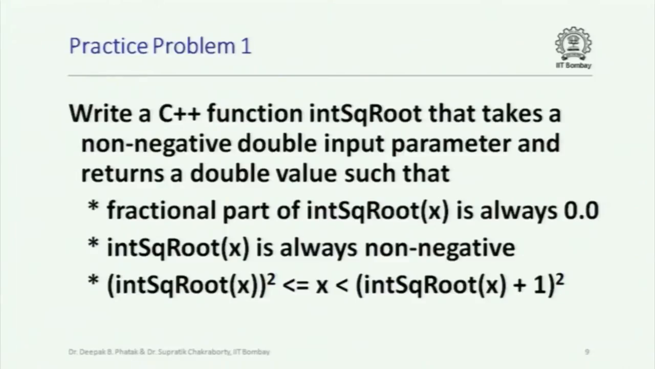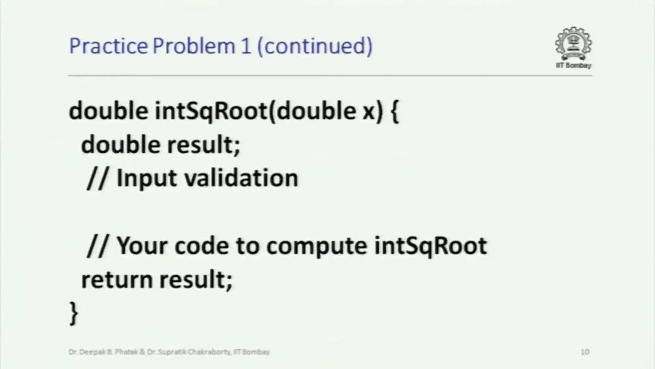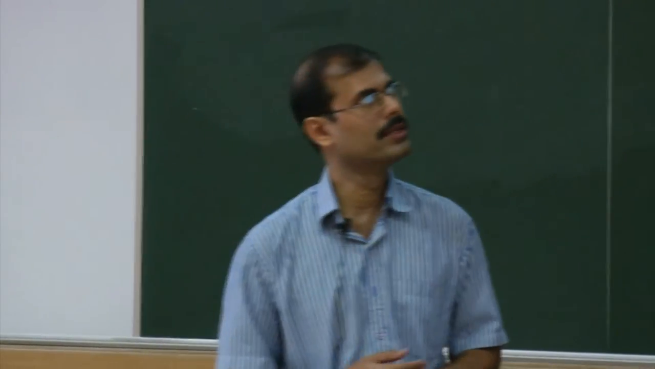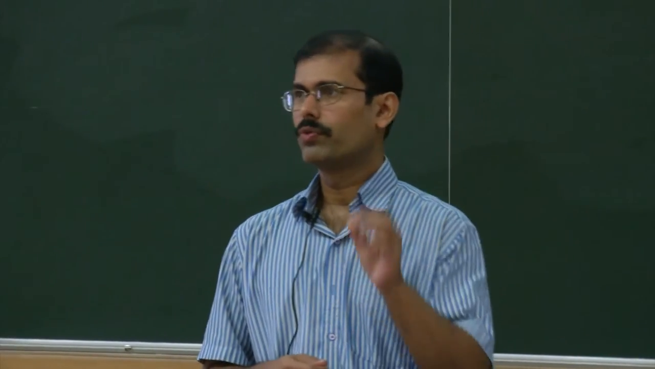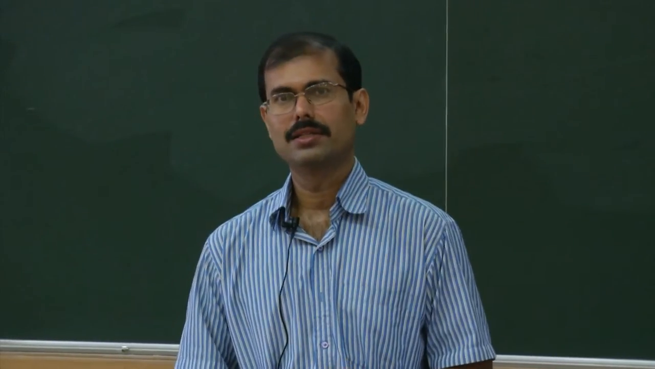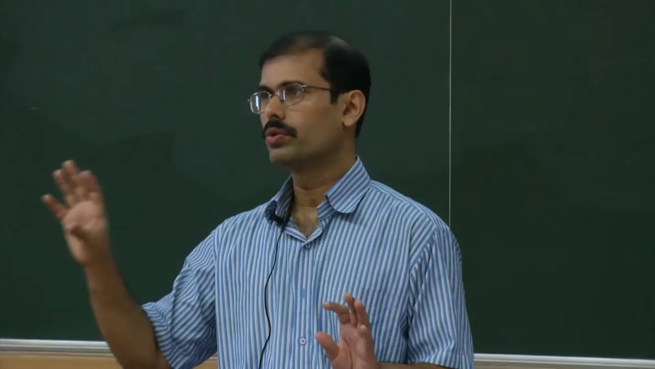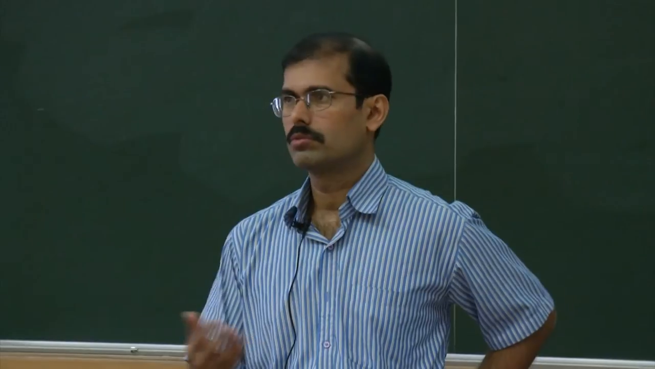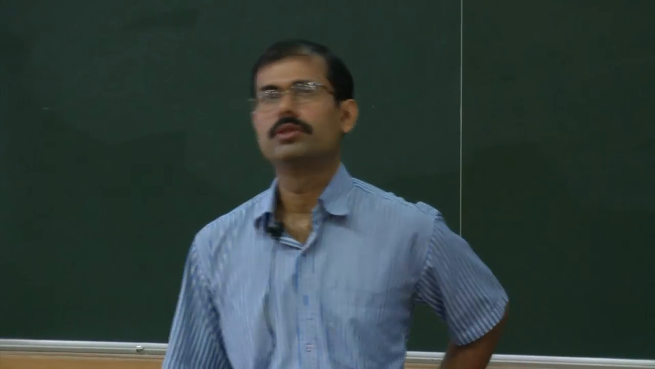Okay, so here is a rough skeleton of how your function might look like. You can do some input validation here, and here would be your code to compute the int square root. So once again, this is a fairly straightforward problem, nothing tricky here. So just apply fairly simple reasoning. I want to find an integer I such that I squared is less than or equal to x, but I plus 1 squared is greater than x. So we just need to find this out. And then you need to return this number as a double.